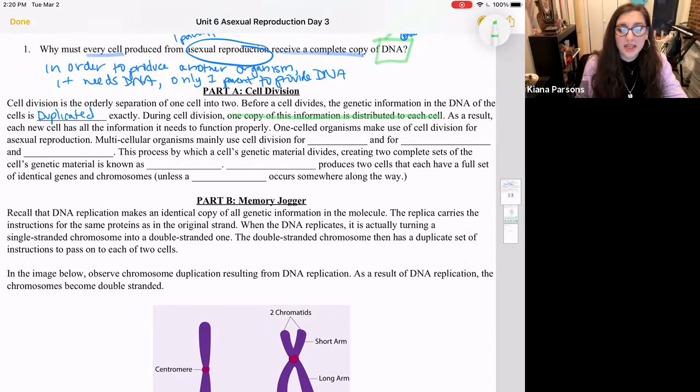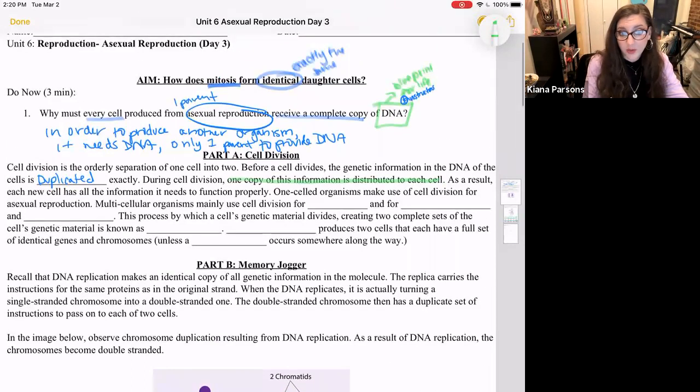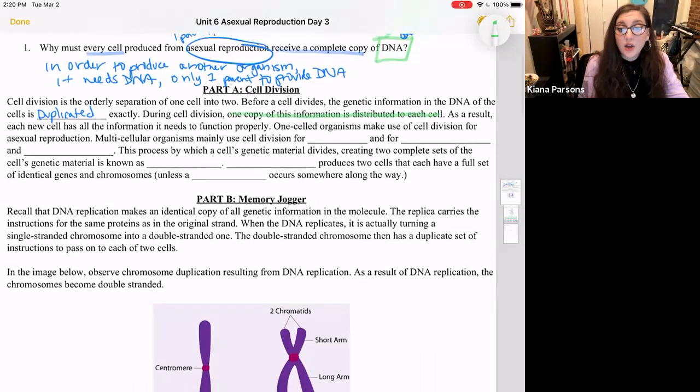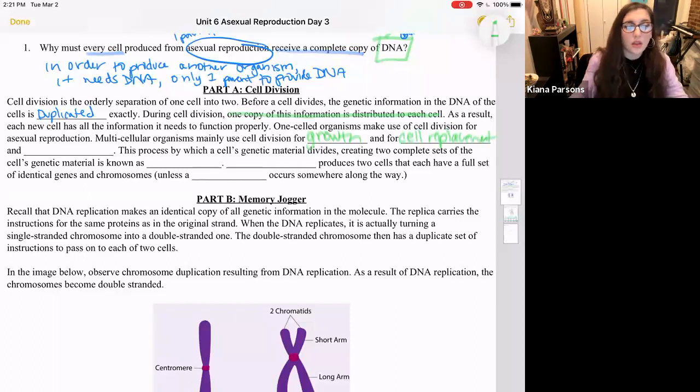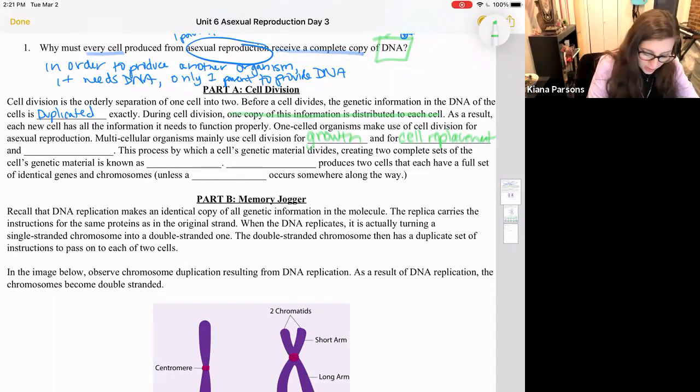As a result of this process, each new cell has all the information it needs to function properly, all of those instructions. One-celled organisms make use of cell division for asexual reproduction. Multicellular organisms mainly use cell division for growth, cell replacement, and for healing from injuries or repair.